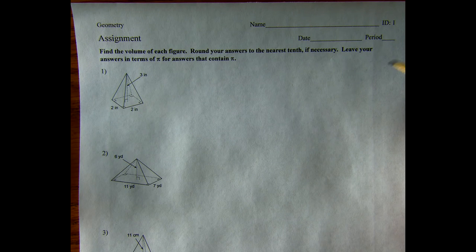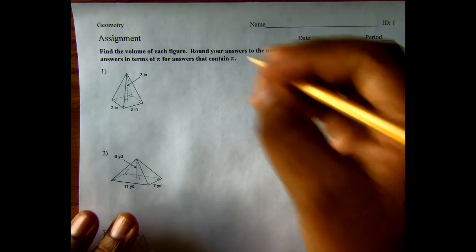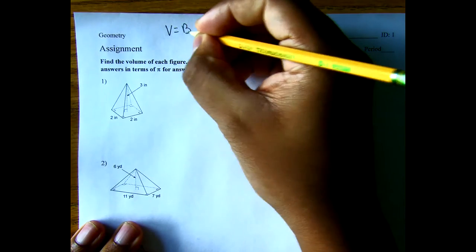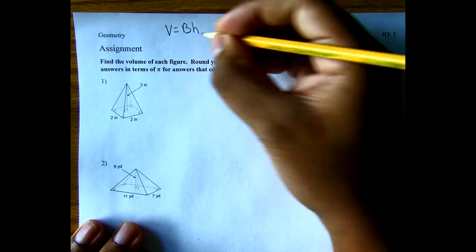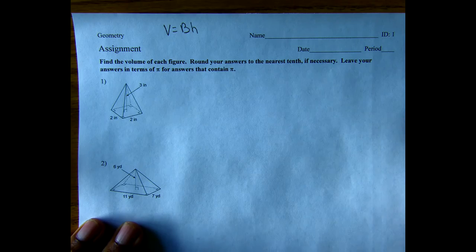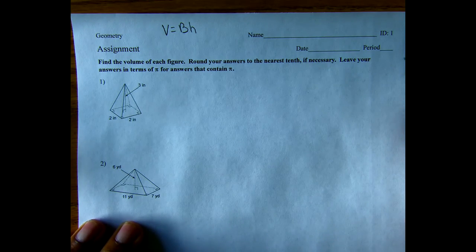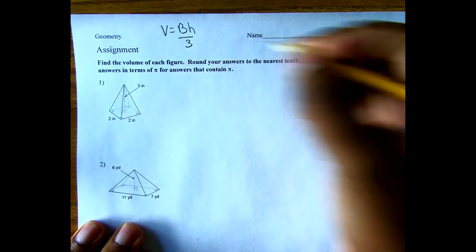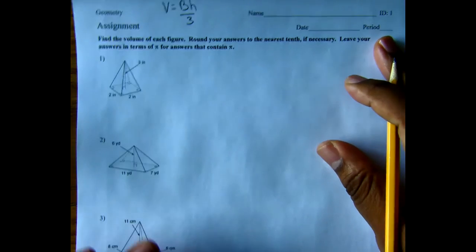So previously we did cylinders and prisms, where you find the volume by doing your base, the big base, which is area, times height. Today we're going to deal with cones and pyramids, and with those you take the same formula and just divide it by 3. So here's your first example of a pyramid.